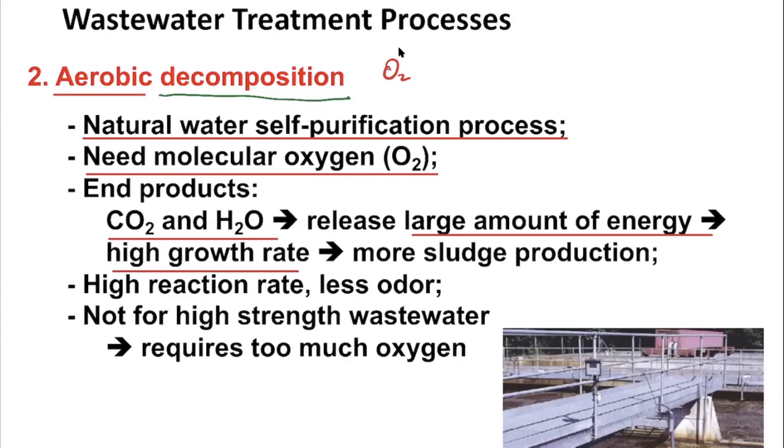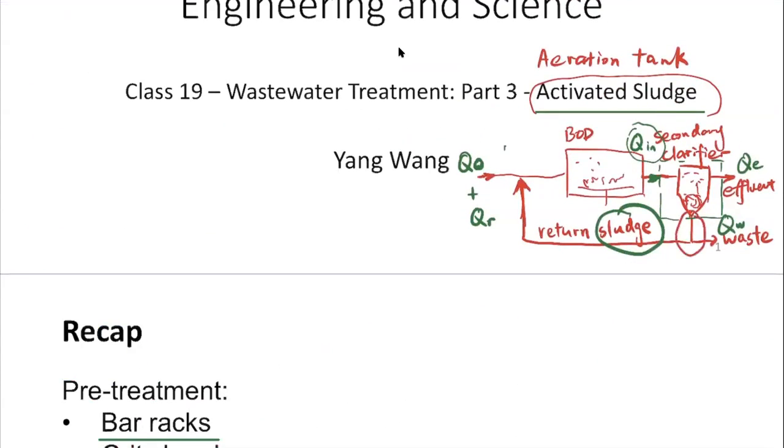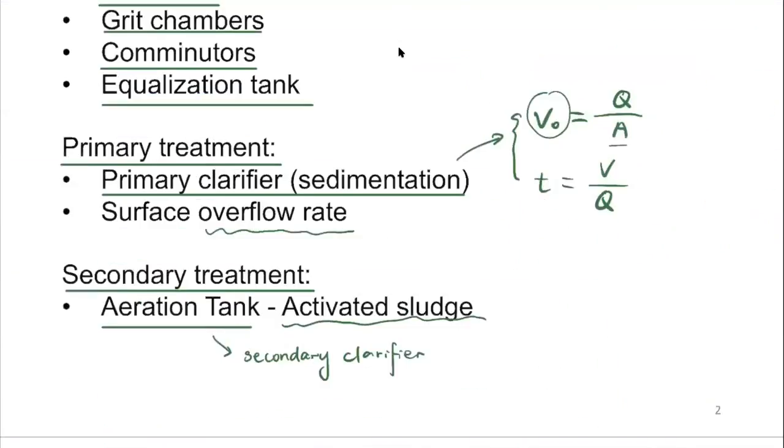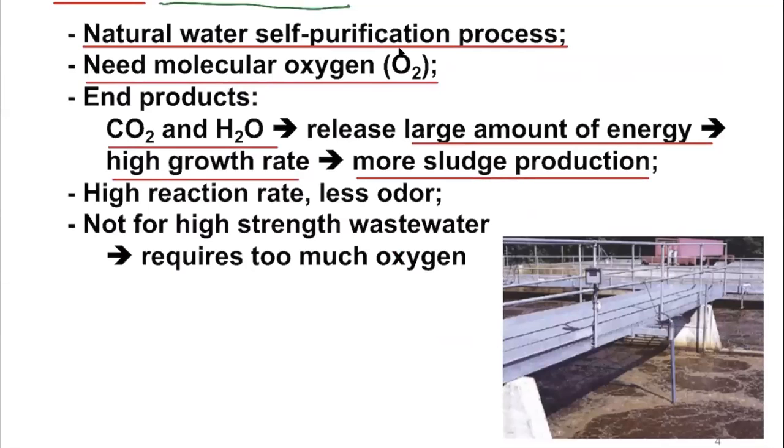And basically that means it's going to produce more sludge. Okay, just recall here, we call these solids sludge, right? So if they can propagate more, then it means that we're going to have more sludge. So it has a high reaction rate and less odor, right? So that's why we like this process.